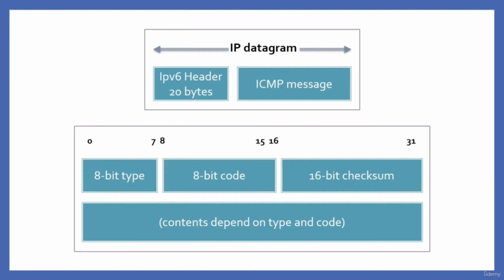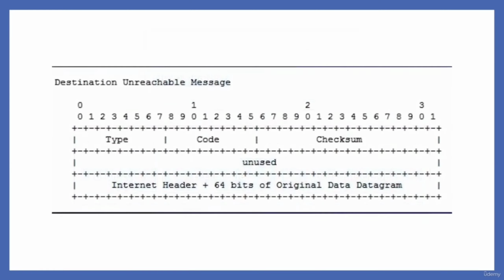IP is unreliable and does not guarantee delivery, so it's important to notify the sender when something goes wrong. ICMP is used to give feedback about network problems that are preventing packet delivery. When an ICMP error message is sent, the message is always going to have the IP header and then the first 8 bytes of the original datagram that caused the error. As we see here is an example, destination unreachable: the type, the code, checksum, and then the internet header and first 64 bytes of the original datagram.